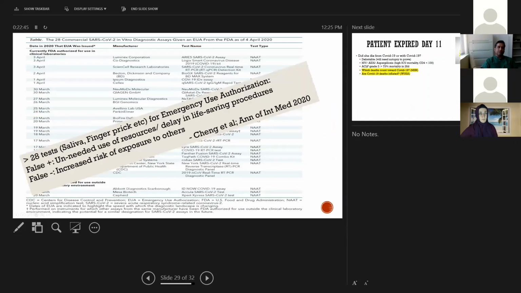And this is again to show that there are more than 28 tests, including the saliva and the finger prick test, which are not even included in this paper, which are all approved for emergency use authorization. We need to keep in mind the false positives and false negatives and how they impact public health.